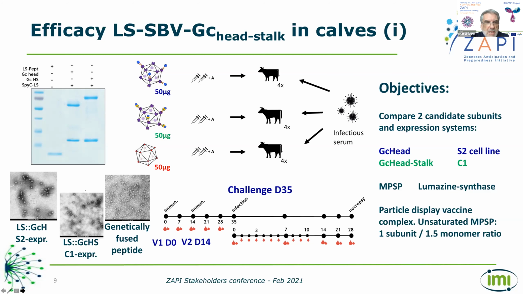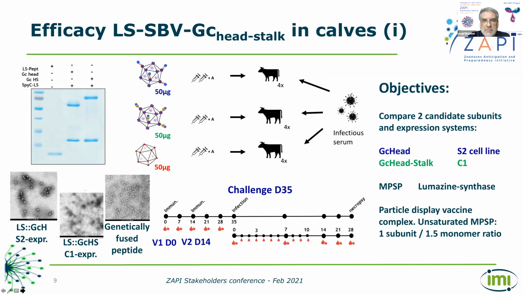So if you look at the left side again, you see the electron microscopy pictures of the LS lumazine synthase with the head. Then we have the C1 expressed head stalk with the LS. And we also tested in this trial what I mentioned before, the directly fused peptide, because we wanted to see if there is any immunogenicity in the peptide which was reactive.